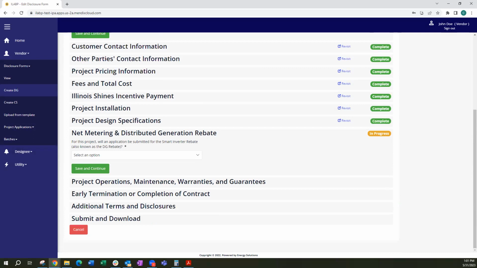Section 8, net metering and distributed generation rebate. This section is conditional and will only appear if the customer's utility is ComEd or Ameren. You will be asked to indicate whether an application will be submitted for the smart inverter rebate, also known as the DG rebate. This rebate payment is separate from the REC payment under Illinois Shines. However, it is required that you disclose this information to the customer.